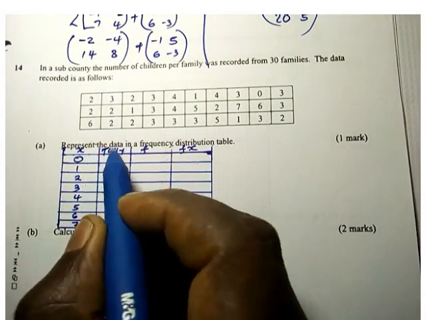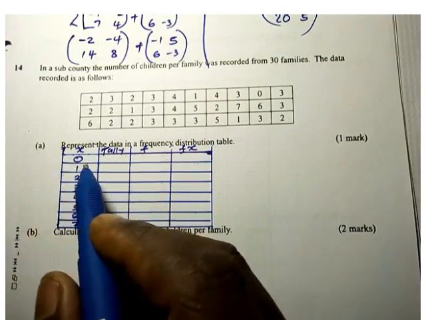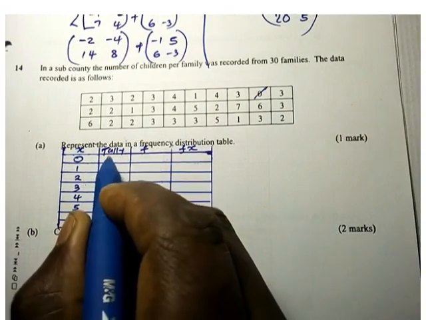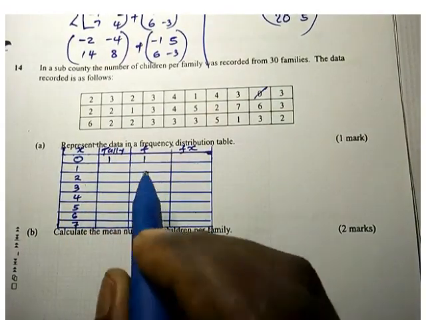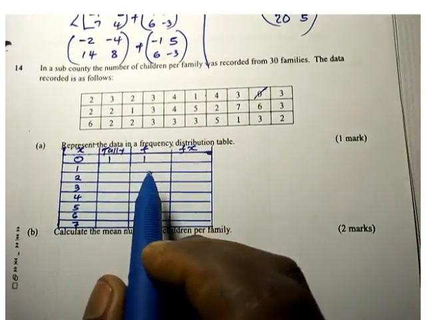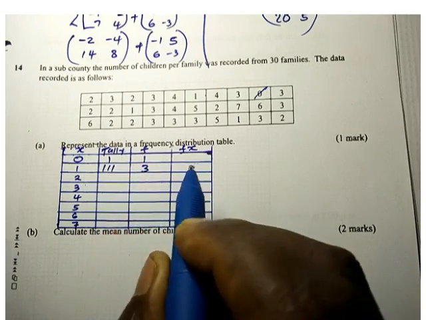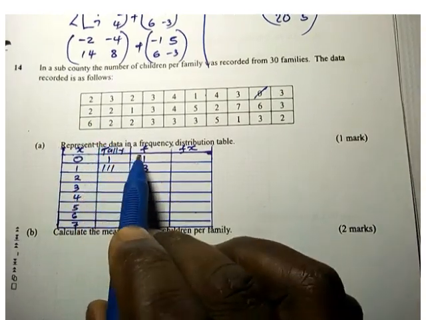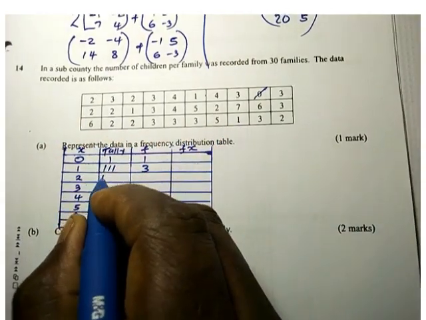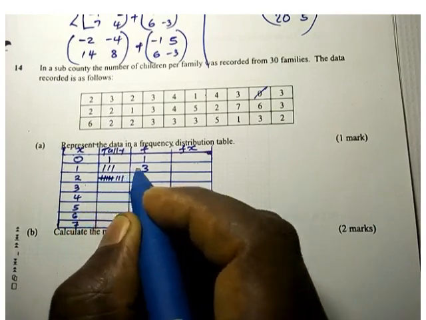So you can put this column for tally, or if you want. Now for those that are, how many zeros are there? It is only 1. So we have 1 tally, and the frequency is 1. Number 1. So you count 1, 2, 3. So you will have it there 3. And that is 3. Number 2, there are how many? There are 1, 2, 3, 4, 5. You count. That's 1, 2, 3, 4, 5. 1, 2, 3. And there are 8.